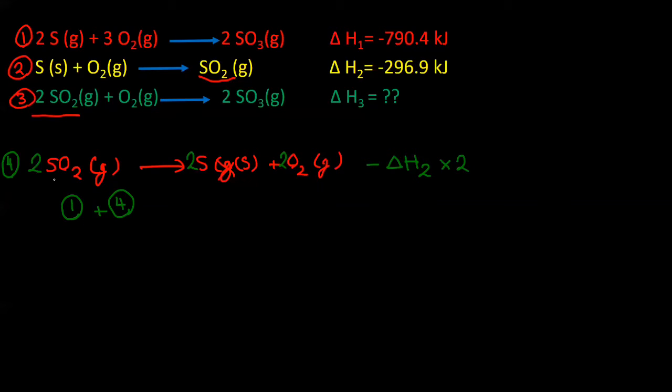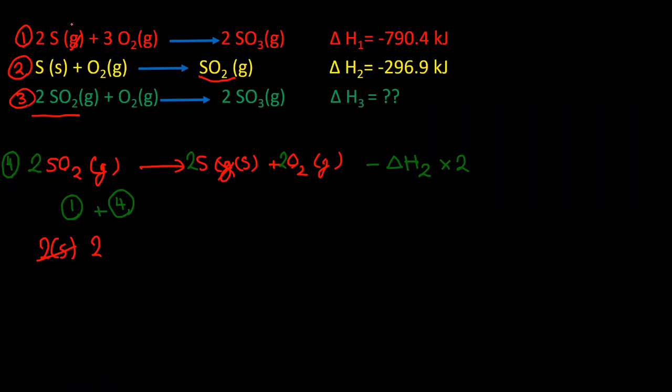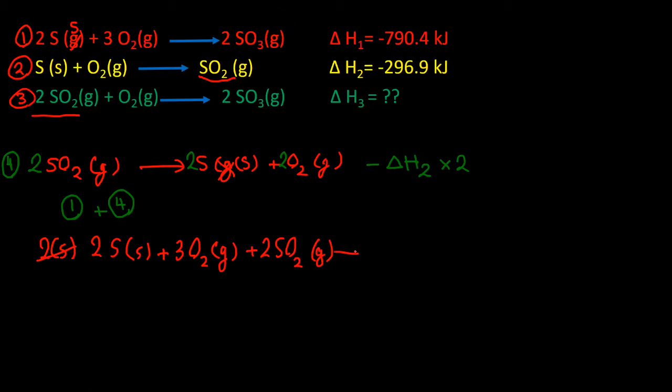So I have this reaction and I want to add reaction number 1 to that. I need to add reactants together and products together. So this one is solid, not gas, solid. So it's 2S solid plus 3O2 gas, and then we add the reactants of reaction number 4 to this one. And we add products.